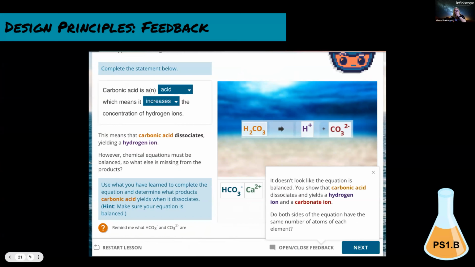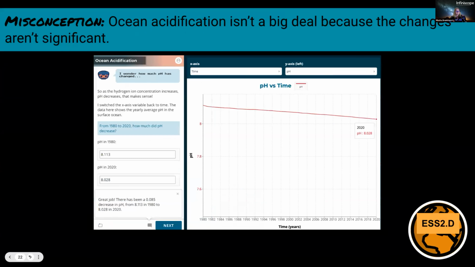All right, so now we can get into the flow of the lesson. So I lied. Now we're going to get into misconceptions. So there are several misconceptions about ocean acidification that students, and let's be real, most adults have. One of these is that ocean acidification isn't a big deal because the changes we're seeing aren't significant.